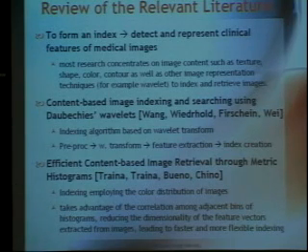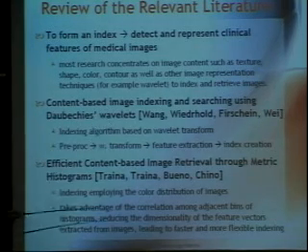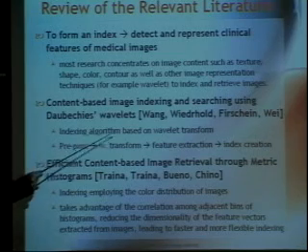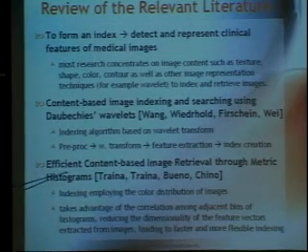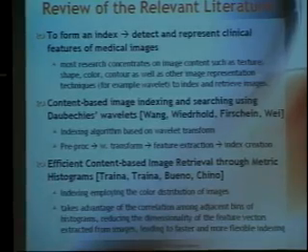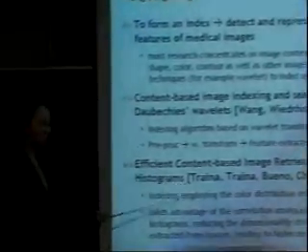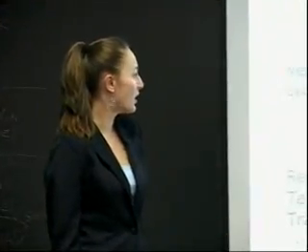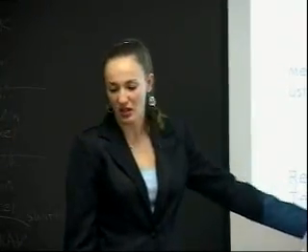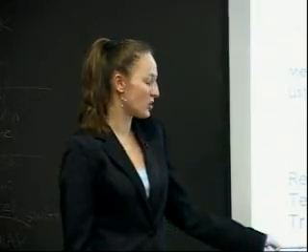But just one example, this is content-based image indexing and searching using Daubechies wavelets. It's pretty much an indexing algorithm based on wavelet transform. Here we have a content-based image indexing algorithm that's based on metric histograms. There are some that are based on region-based indexing. This one is using KD trees. This one is based on texture.